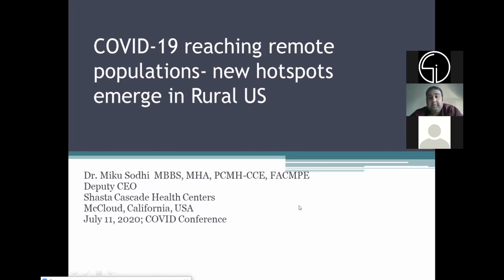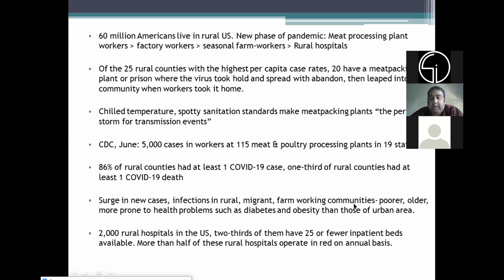There are about 60 million Americans who are living in the rural US currently, and that has started a new phase of pandemic starting May of this year. Most of the infections are coming from meat processing plants.